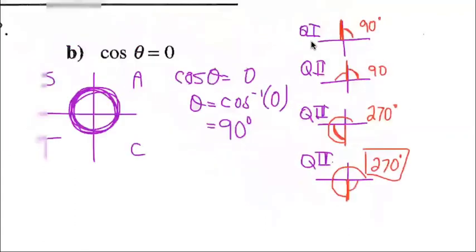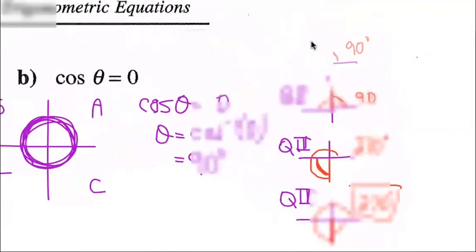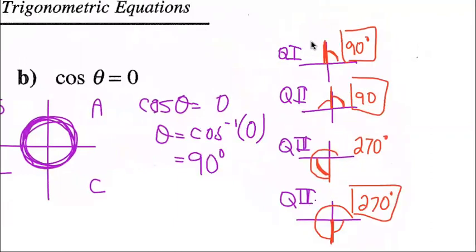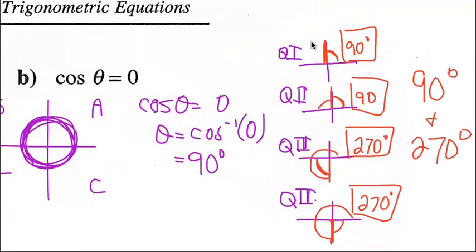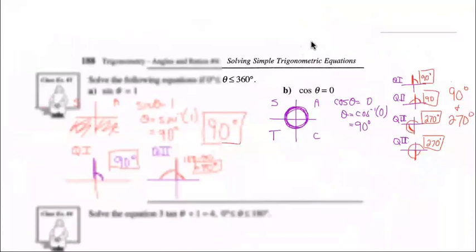So really, two answers are the same, and the other 2 answers are the same. So I would just say 90 and 270. I only really need to state it once. Okay, but those ones that fall on the axes, those are the tricky ones. You got to be a bit careful. Not a bit careful, a lot careful.